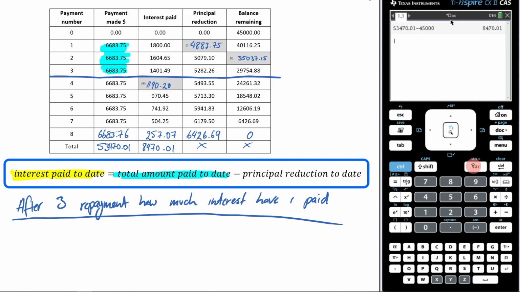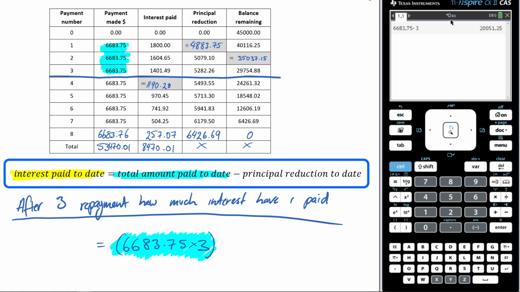Let me clear this off. I'm going to go 6683.75 and times that by 3 because there's 3 repayments there. Let me write that down. I need a pen. Come on, computer. I'm going to go 6683.75 and times it by 3. That is the total amount I have paid to date. And let me highlight it in a beautiful blue. I think my highlight is a bit too small. That's all right.